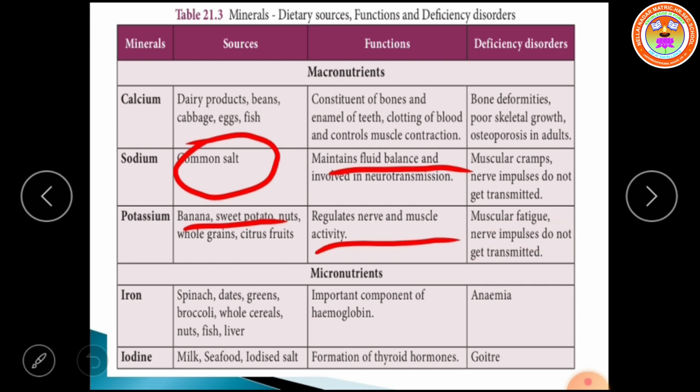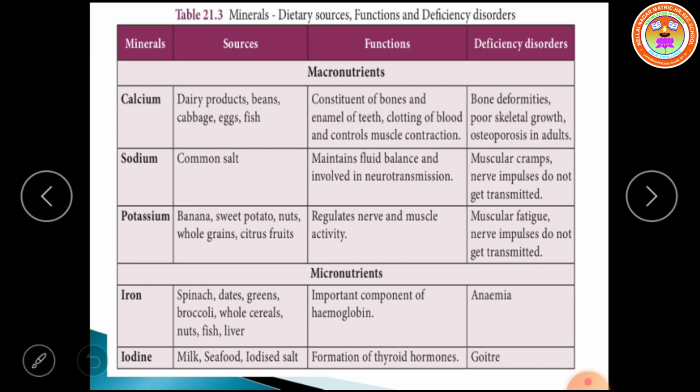The next is micronutrients. Iron. Iron is a micronutrient required in very small quantity. It is rich in spinach, green leafy vegetables, whole grains, dates, and broccoli. In animal sources, fish and liver are important sources for hemoglobin. If iron deficiency is seen in our body, it leads to anemia, a notable one.